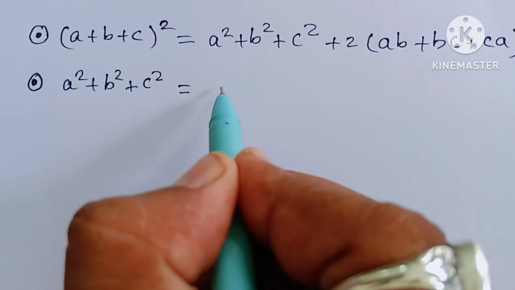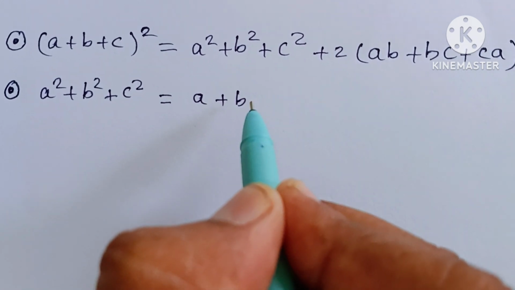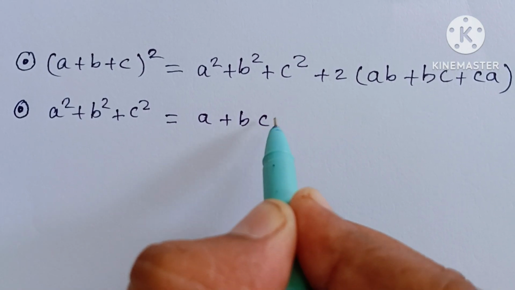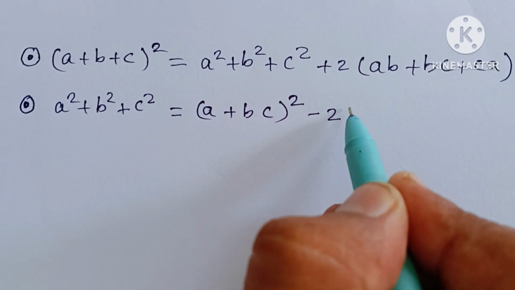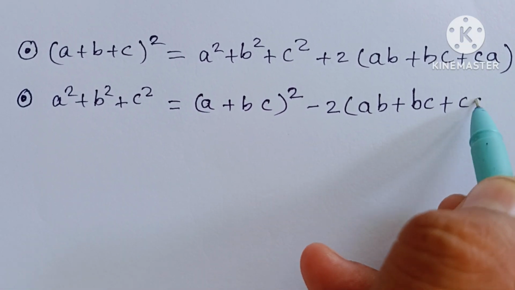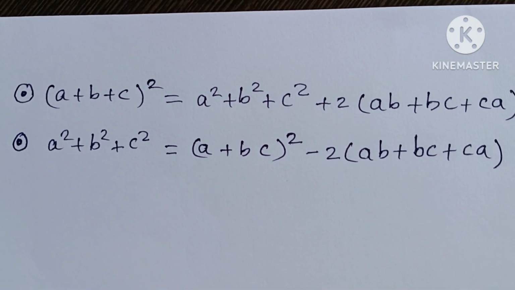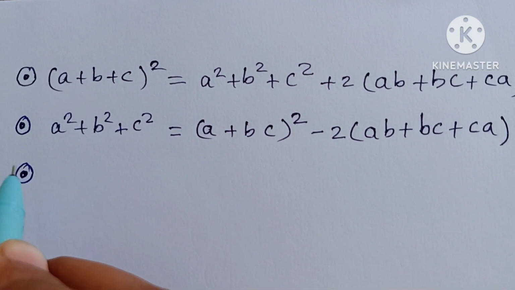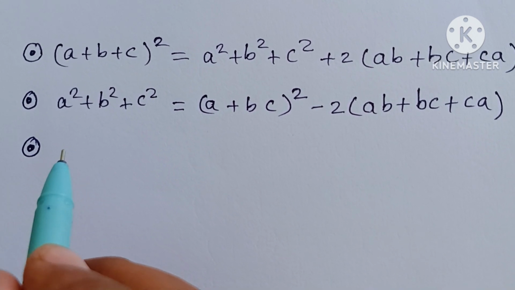(a plus b plus c) whole square minus 2 times in bracket (ab plus bc plus ca). Next identity we will see. These identities are used especially in class 9th.